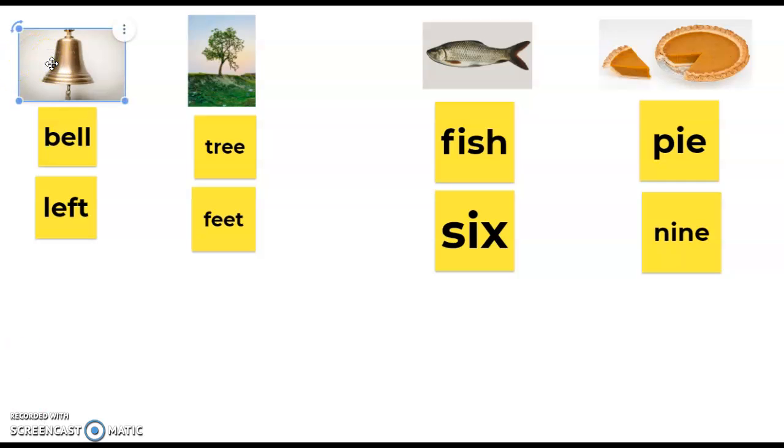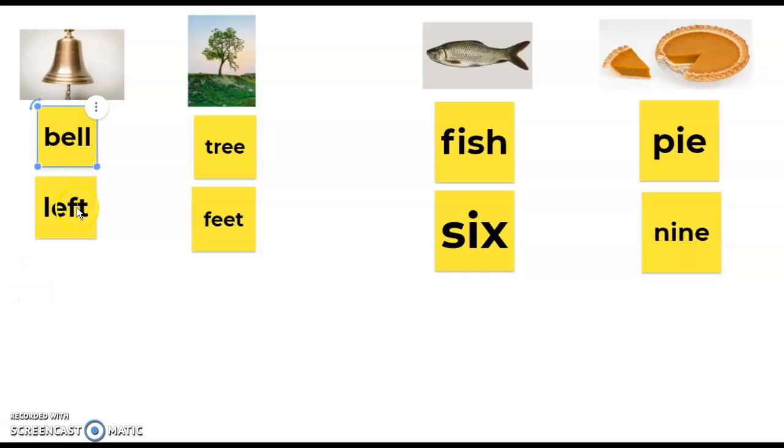We have a picture of a bell, left, tree, feet, fish, six, pie, nine. Think about what you notice about the words under each picture. If you're not sure if you see a pattern, or if you're not sure what you notice, look at the vowel in each word and think about the sound that the vowel makes.